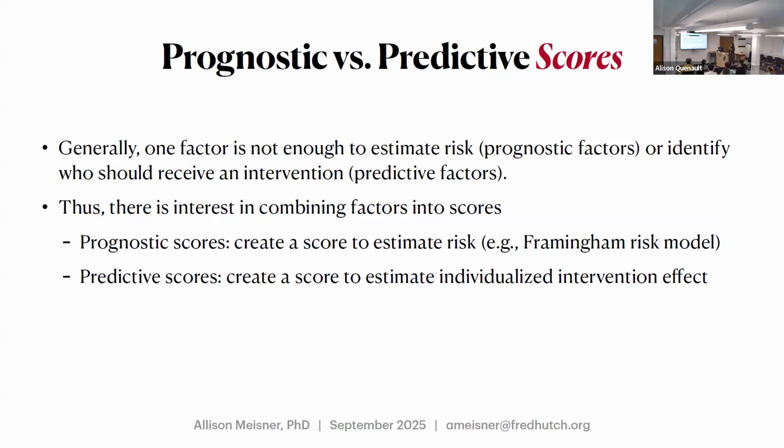So I would argue that overall there should be interest in creating both types of scores. With prognostic scores, you create a score to estimate risk, something like a Framingham risk model, where you take lots of different factors, weight them in some fashion, add them up, and get an estimate of risk. Likewise, I would argue that you should combine predictive factors in some way, weighting them, and then use that to estimate the individualized intervention effect.